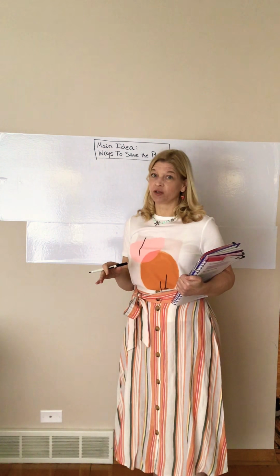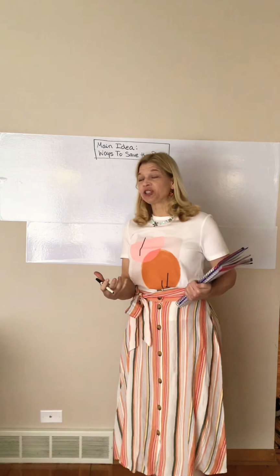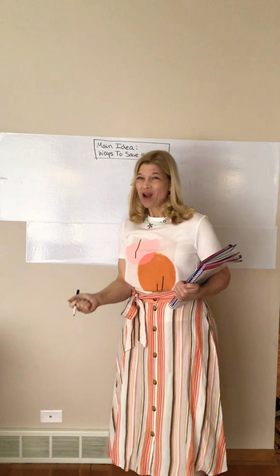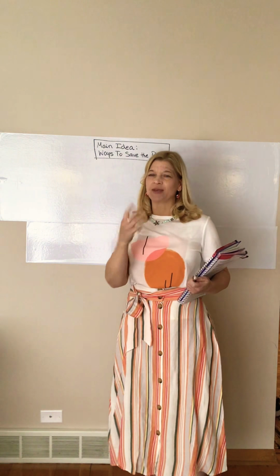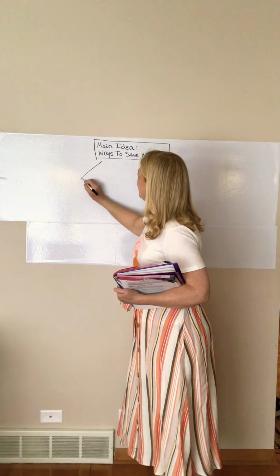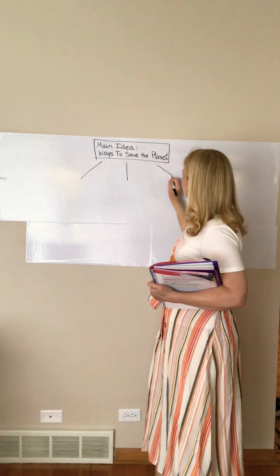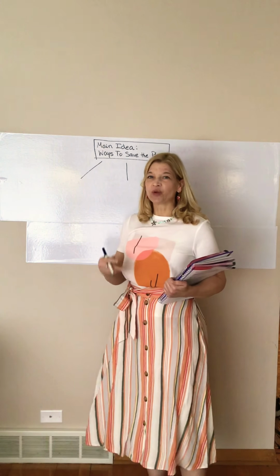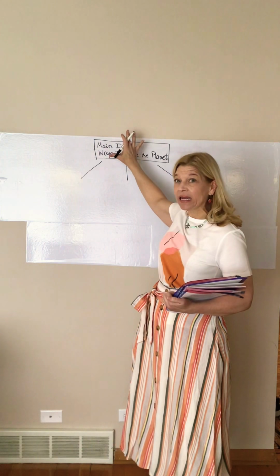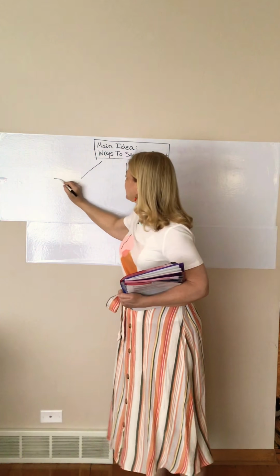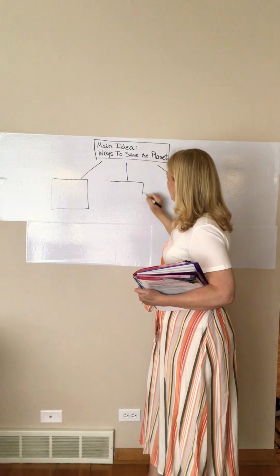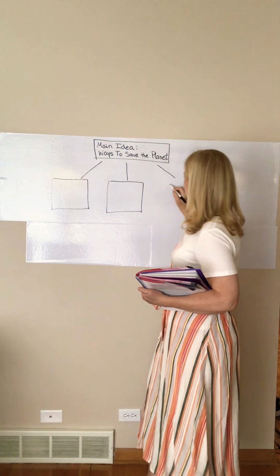Now remember, with my main idea, I have to have supporting details, which is what you should be working on with your opinion writing piece. It's not enough to just have your opinion. You have to be able to support that opinion. We like 3, and we know why, because 3 is our magic number. So I'm going to have 3 details, 3 ways to save my planet, or 3 reasons why this is an important concept. So I'm just going to kind of draw myself some boxes here. You don't have to. I just kind of like the way it looks.